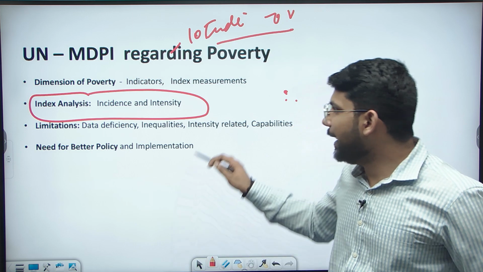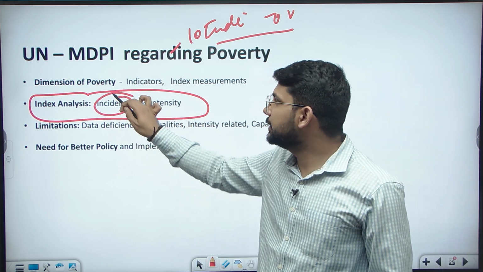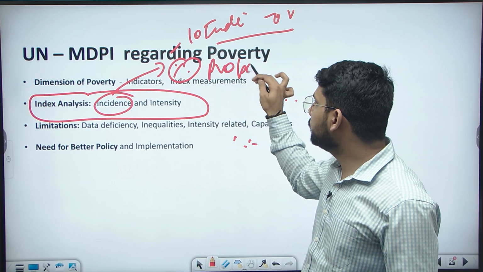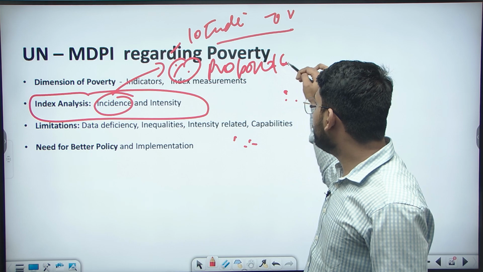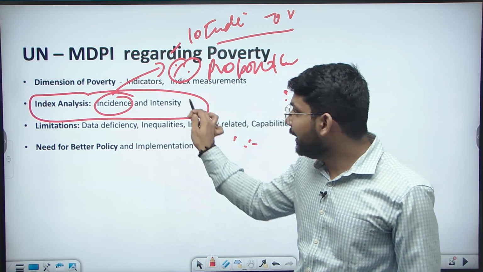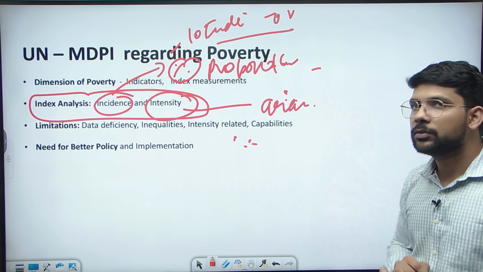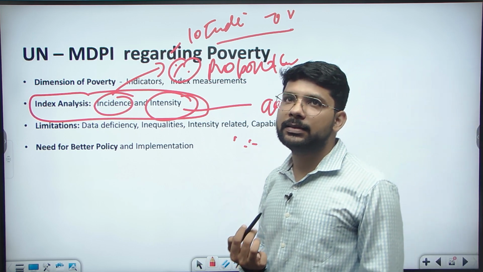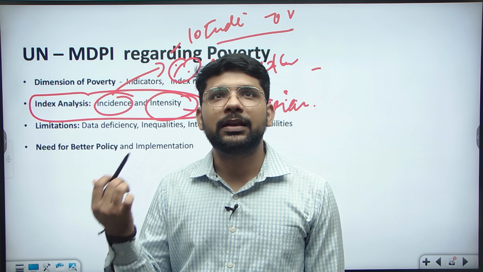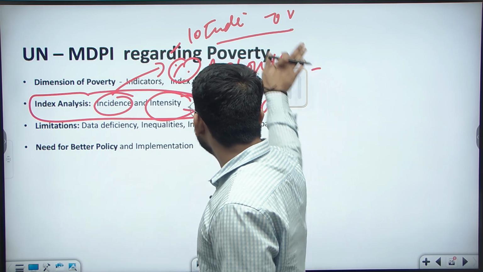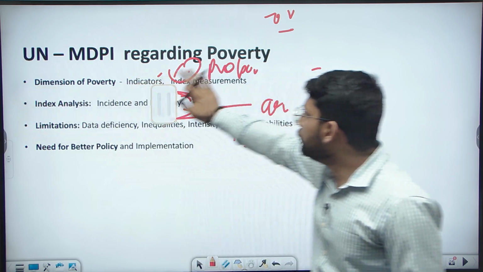So we need to identify the incidence, how much percentage, how much proportion of the people are suffering from it, and the intensity, in which area they are suffering from it. So we need an index analysis of the MDPI, how they are suffering and their intensity. Then what are the limitations? What are the specific limitations of the UN MDPI?